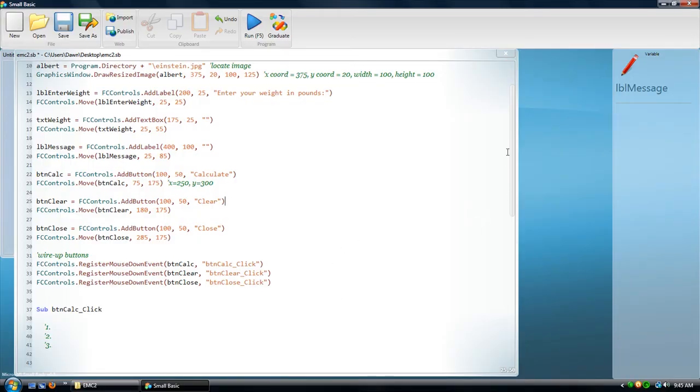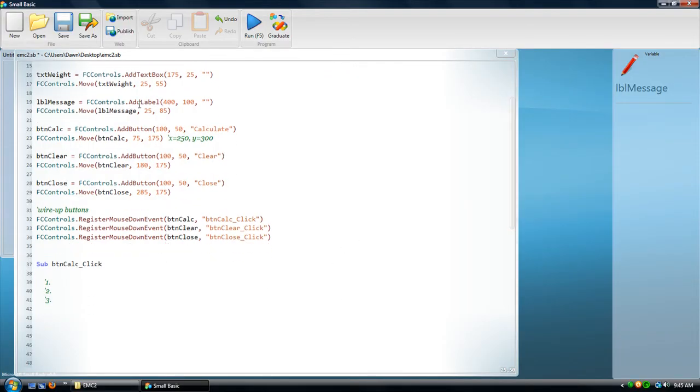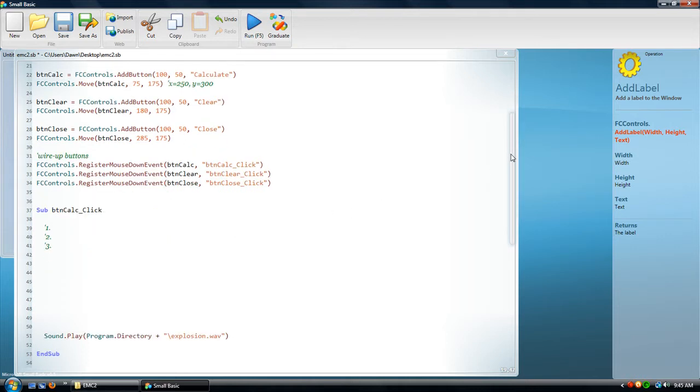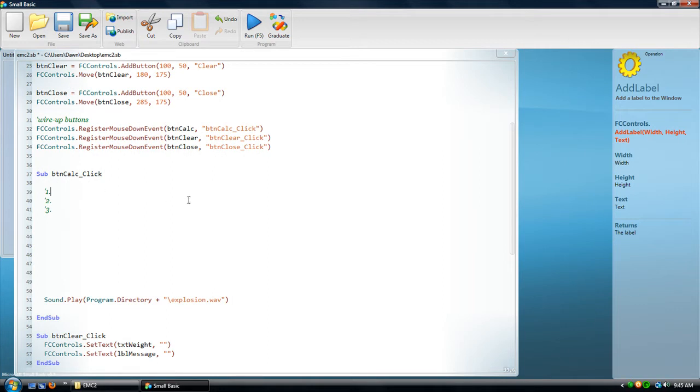Okay, so here we are in the code, and I'll just point out this line real quick. That's the one where I'm adding the label, and I made the label much taller than we're used to. So that's 100 pixels high by 400 pixels wide. So it's like a rectangular label. And now everything's wired up. The interface is in place. We're just going to focus on the code here.